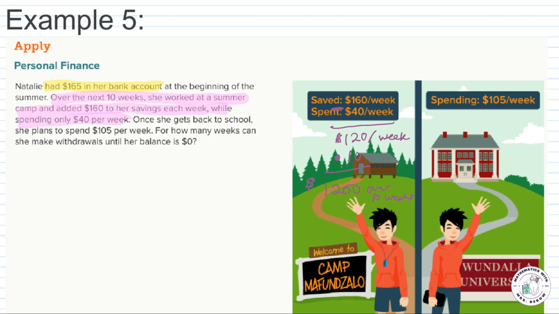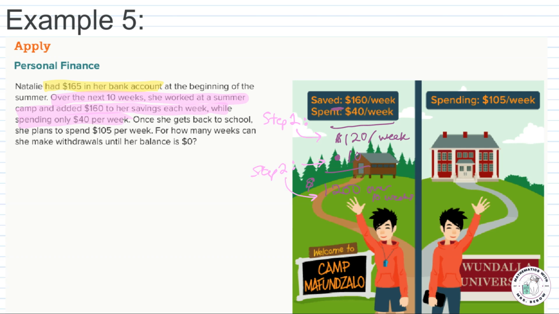So step one was to figure out how much money she was making per week at camp. And then step two, so let me go back and label. So this was step one. And then step two was to go through and multiply and find our answer here.